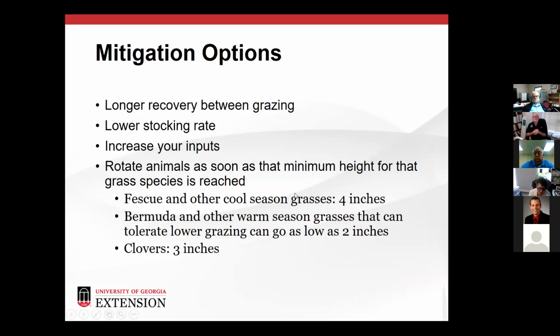A longer recovery period will improve the vigor of the plants. This can be achieved through a rotational grazing system. Also, a lower stocking rate reduces stress on the grass, the soil, and on the livestock even. It'll also lower your stress because you're not having to worry about what to feed because you'll have additional forage available.